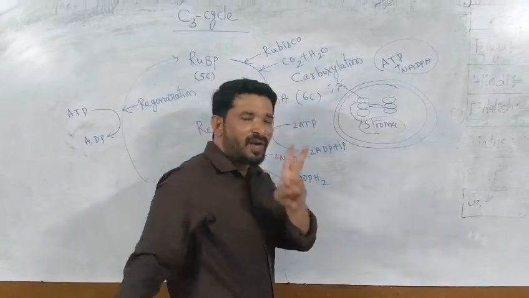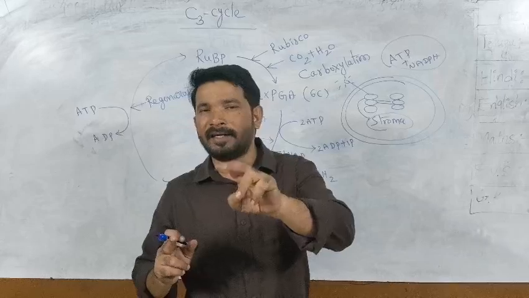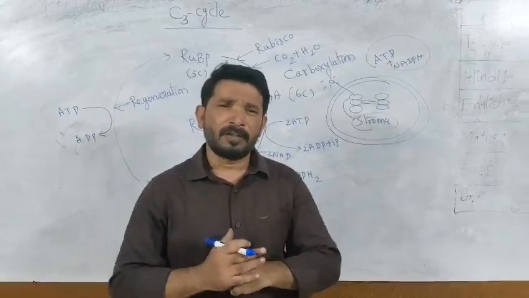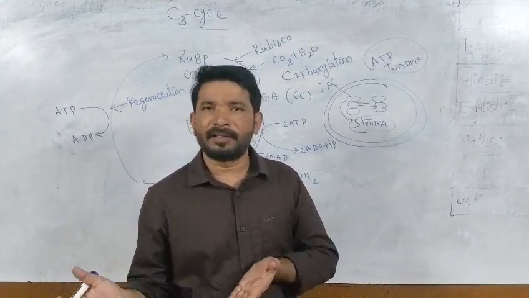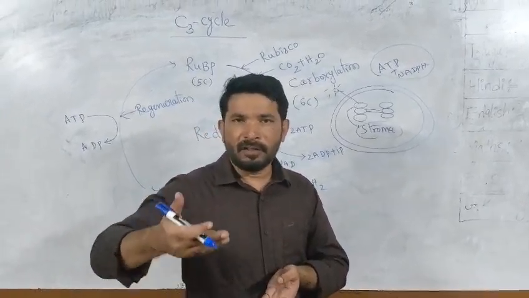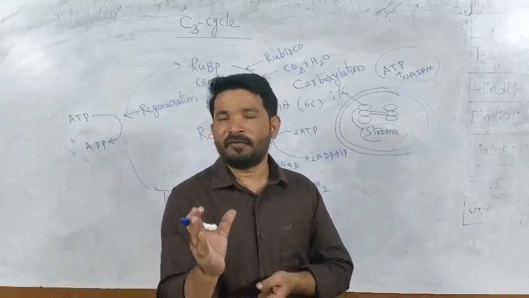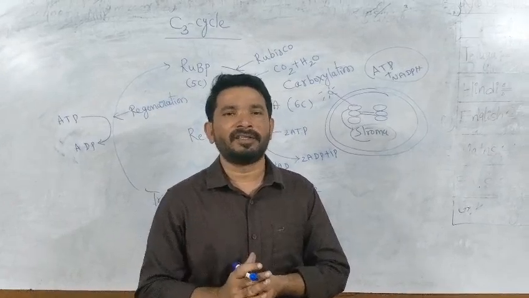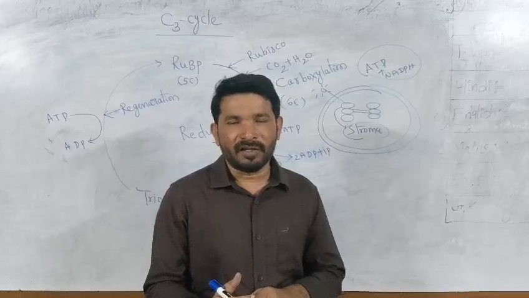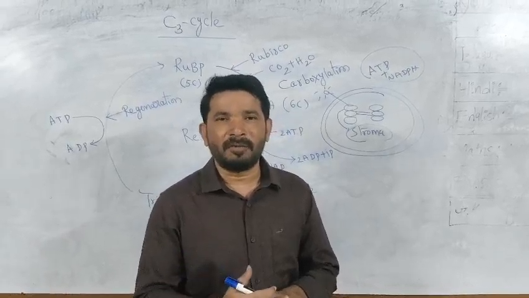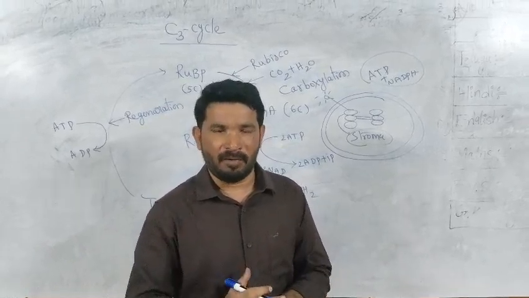In the dark reactions we are mainly divided into two cycles, the C3 cycle and the C4 cycle. Why do we divide into C3 and C4 cycles? Based on the primary product. In the C3 cycle, the primary product formed is PGA, phosphoglyceric acid, a 3-carbon compound, that's why we call it the C3 cycle. In the C4 cycle, the first stable compound is OAA, oxaloacetic acid, a 4-carbon compound.